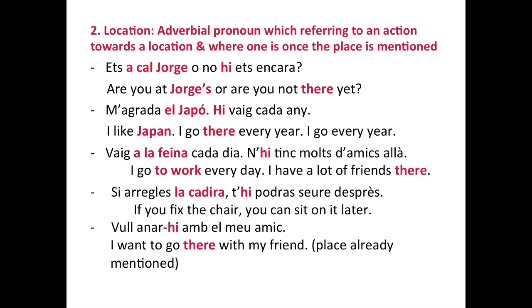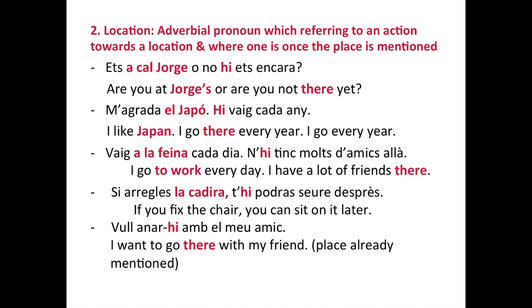Number 2, location. The adverbial pronoun referring to an action towards a location or where one is, once the place is mentioned. So once you mention something, you can use this pronoun, just as in all cases basically. If you say "he's sick", you'll ask who's sick. You have to have mentioned a person before. So if I'm talking about Tom, saying, well, I saw Tom the other day and he was sick, I can say "he" because I've mentioned Tom.